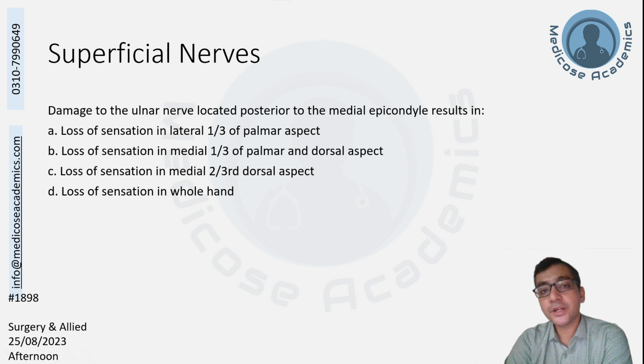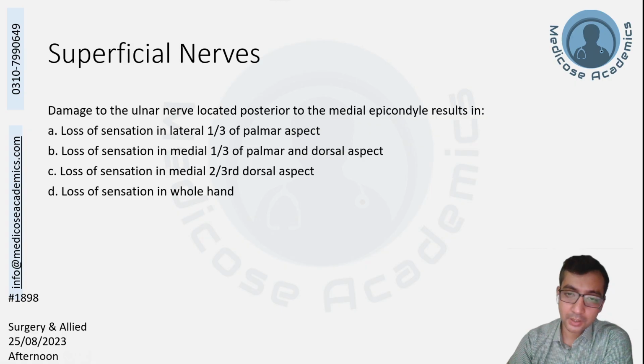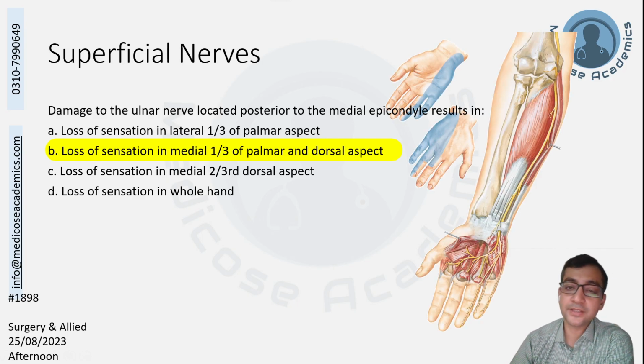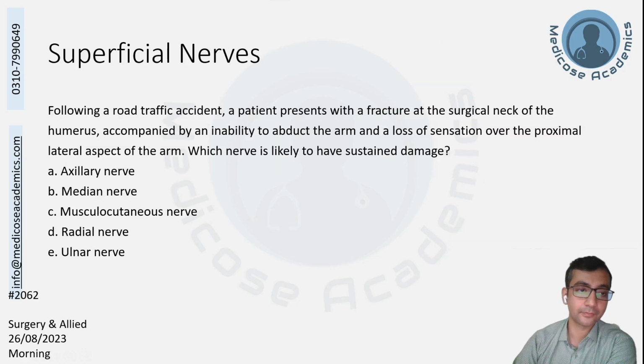Damage to the ulnar nerve located posterior to medial epicondyle results in the loss of sensation of the medial aspect of both palmar and dorsal aspect. So it supplies the one third of the dorsal and medial aspect or ventral aspect of hand.